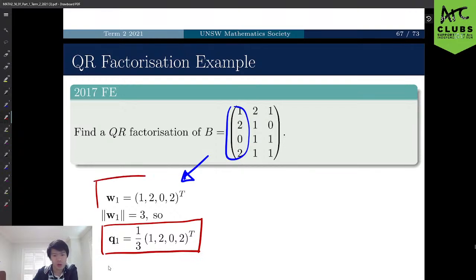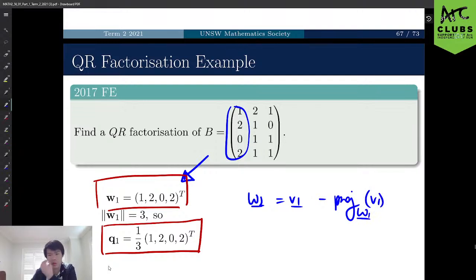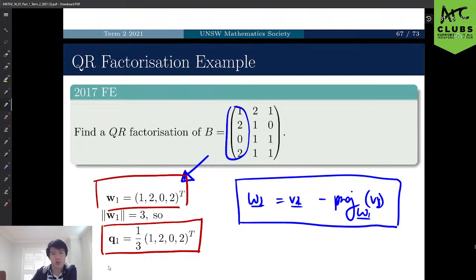Right, so we found W1 now. Usually we just move on to W2. So we'll just move on to W2 equals V2 minus the projection of V2 on W1. Usually we just move on to that. But in this case, what we're going to do is just normalize this immediately. So we'll divide it by its norm, which is 3, to get this.